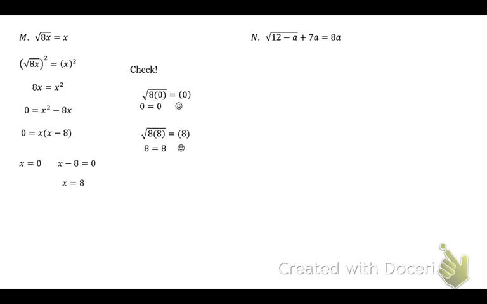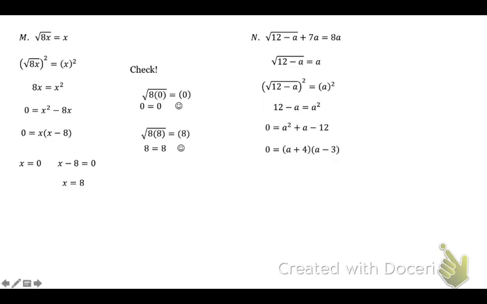Okay, let's look at this one. So we need to isolate that radical. I'm going to subtract that 7a. So you get square root of 12 minus a equals a. Square both sides. So you get 12 minus a equals a squared. Again, we have an a squared, so we need to move everything to one side. a squared plus a minus 12 factors to a plus 4 times a minus 3. So a plus 4 equals 0, a minus 3 equals 0. So a equals negative 4, and a equals 3.